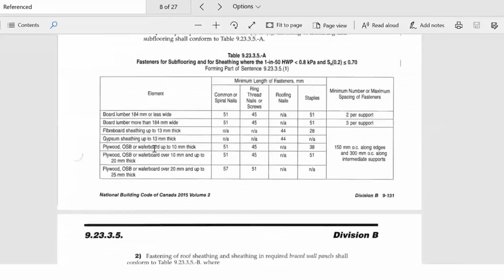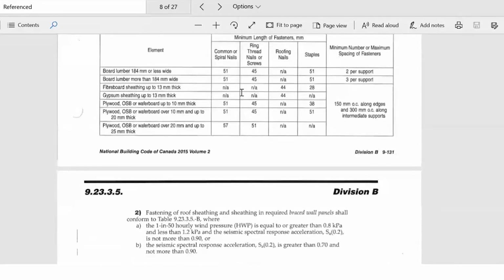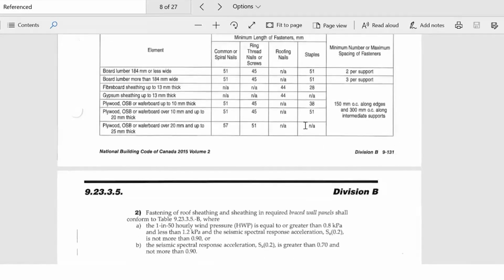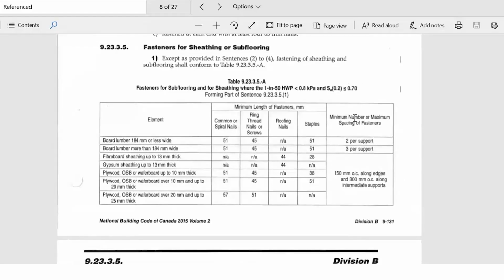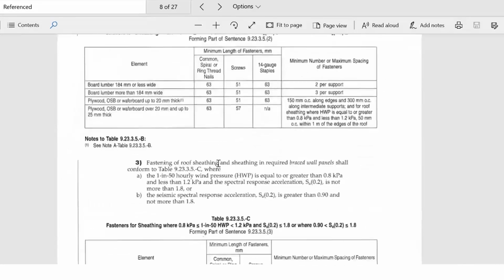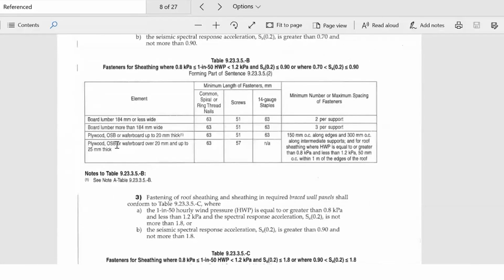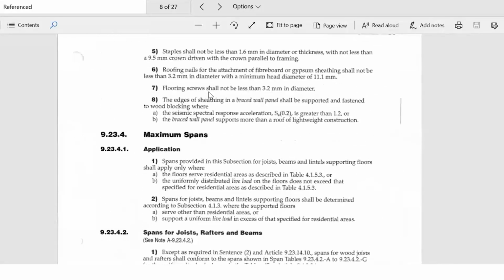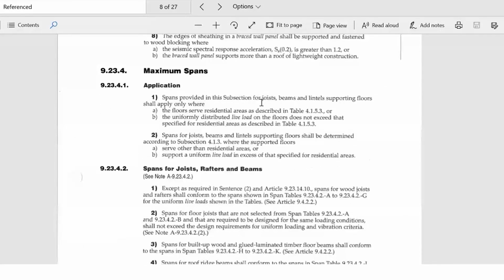And for each type of wood member, you use different types of nails, ring thread nails, and roofing nails and staples. You have the options and minimum number and maximum spacing of fasteners. And this one is for sheathing, where you have different wind pressures related to sheathings. Maximum spans. This is for joists, beams, and lintels supporting floors.